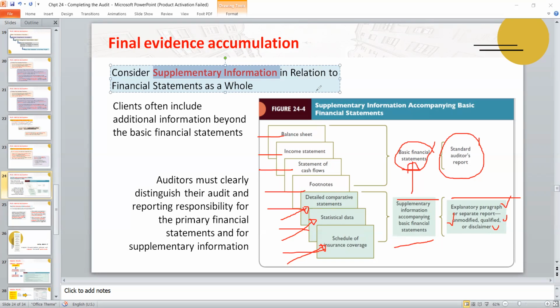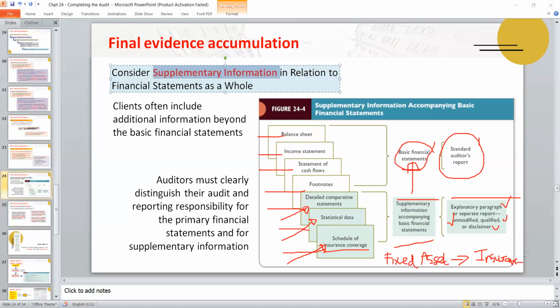Okay, this is the supplementary information. I will make an example, maybe for the insurance coverage. As you can see, all of the public companies should have insurance for their assets, especially for the fixed asset, because as you know, fixed assets are the most expensive one in the asset, in the financial position. So the fixed asset should be insured.